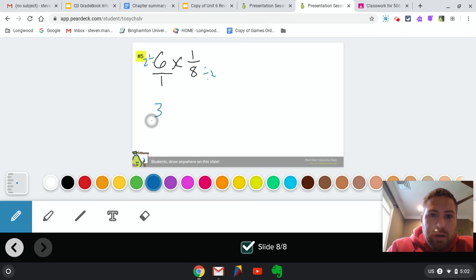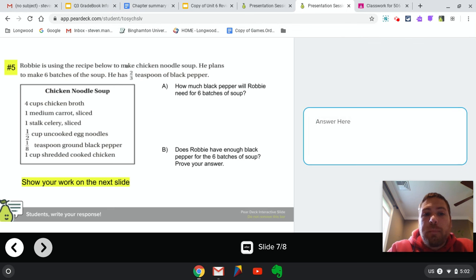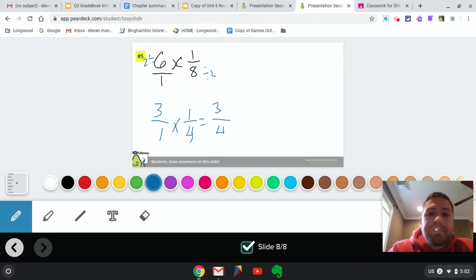So when I rewrite my problem, I can now multiply easily, right? 3 times 1 is 3, 4 times 1 is 4. So for the first part of the question, for part A, how much black pepper will Robbie need for 6 batches of soup? He needs 3/4 teaspoons.